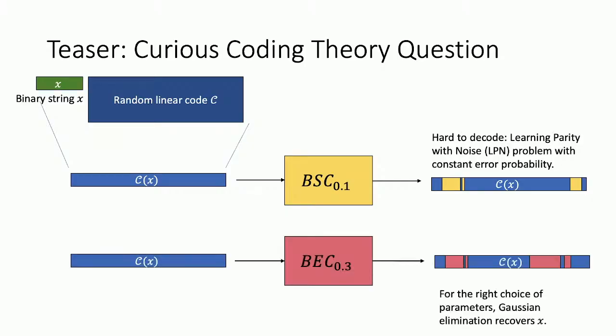However, if we send this same codeword through a binary erasure channel with erasure rate 0.3, where every position is erased with 30% probability, then if the codeword is long enough, you can run Gaussian elimination by just guessing some error-free positions and recovering x. In general, in classical coding theory, we know that recovering from erasures is easier than recovering from errors.